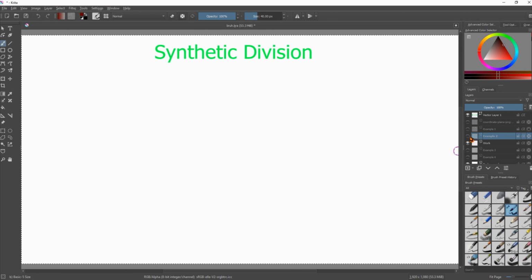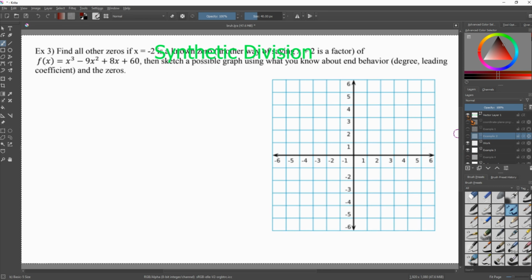All right, so let's go on to example number 3 here. So when you have a function like this, they give you a function like this, and they give you a zero. x plus 2 is a zero. That means that x plus 2 is equal to 0. So x is equal to negative 2. That's all it's saying, right?